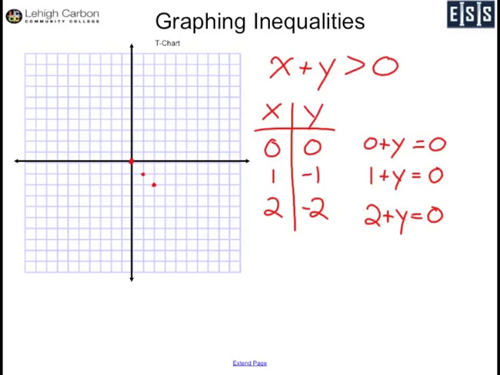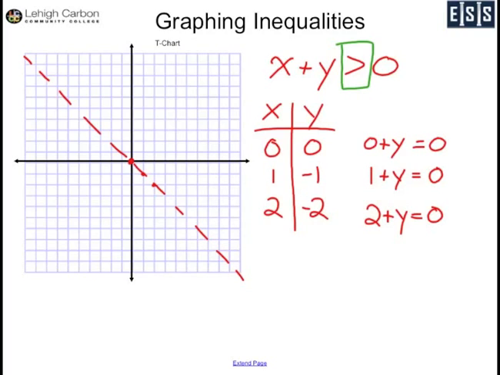Now I look at the inequality symbol in my equation. That is greater than. It does not have the extra line underneath of it, so this is going to be a dashed line. There's my dashed line. Now I need to figure out if I'm shading above or below this line. Now I said I like to test the point 0, 0 whenever I can. In this case, I can't because 0, 0 is on my line.